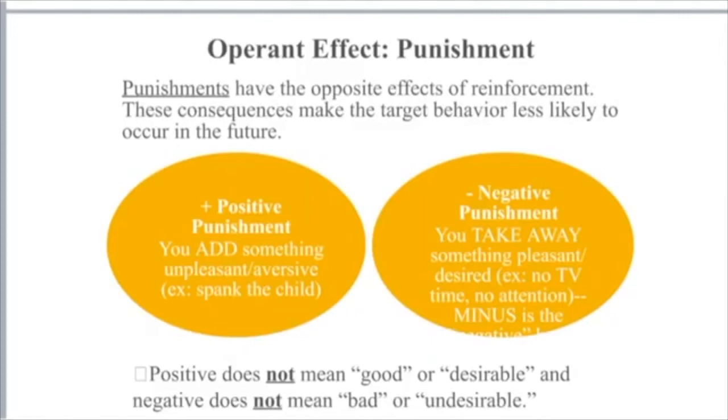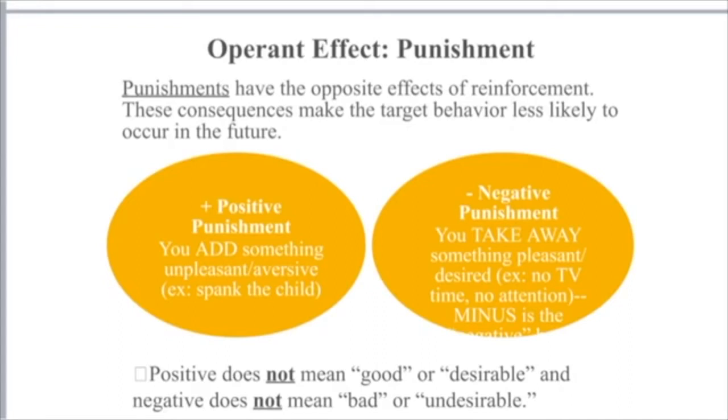So then we're going to flip. We've been talking about reinforcements this whole time, but there are also going to be punishments that we need to recognize. Punishments have the opposite effect of reinforcement. In fact, these consequences make the target behavior less likely to occur in the future. There are positive and negative punishments, right?